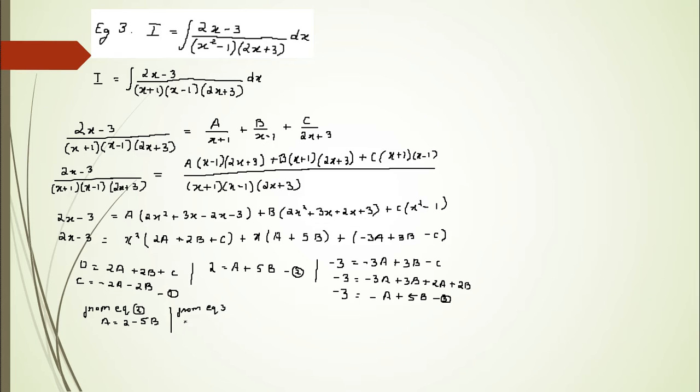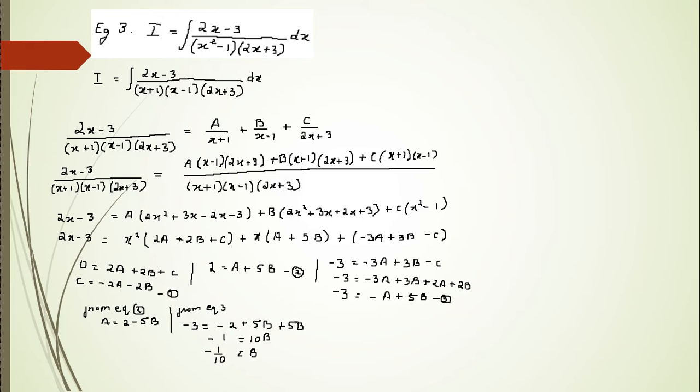I get minus 3 is equal to, now a is equal to 2 minus 5b, so I'll get minus 2 plus 5b plus, so this 5b, therefore 10b is equal to minus 3 plus 2, that is minus 1. Therefore b is equal to minus 1 by 10.